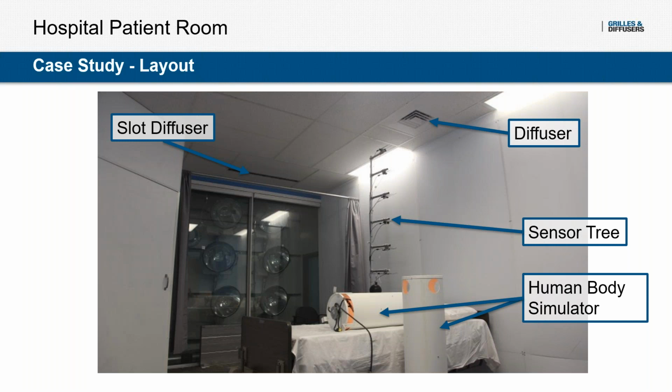We also have our window at the back, and this is going to be set to the required outdoor air temperature. In this case, because it was in heating, the window temperature was cooler to see if the heated air from the diffusers would be able to condition the window.